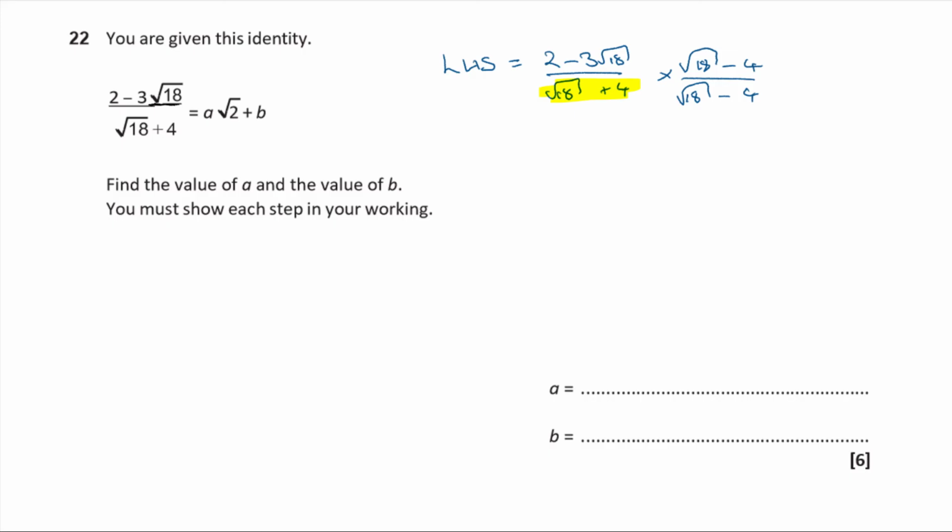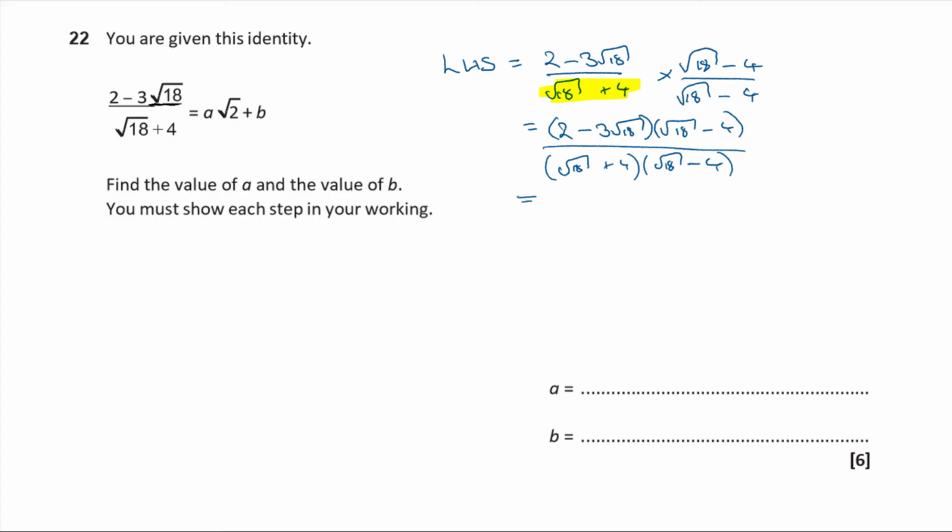So times top and bottom through by this. That is going to give me, on the top, 2 lots of minus 3 root 18 lots of root 18 minus 4, and then on the bottom we're going to get root 18 plus 4 root 18 minus 4. Now I don't know if you recognize what's on the bottom. It's a bit like a difference of two squares, isn't it? Where you've got the same things either side and one's plus, one's minus.